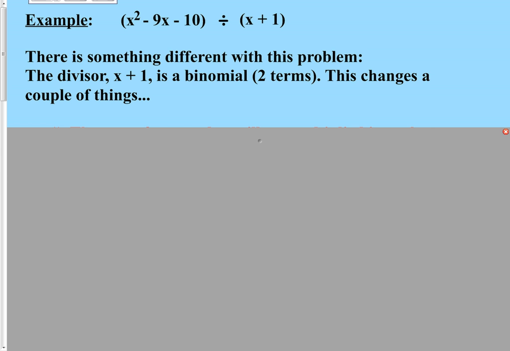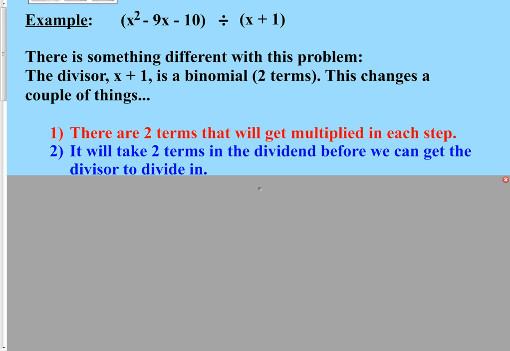And the 2 things that are critically changed are, number 1, there are 2 terms that are being multiplied in each step. Every time we invented a new number on top of the house, that multiplied times our divisor. Now our divisor has 2 terms. So when we invent a new number and put it on top of the house, it's going to multiply by both of those terms.